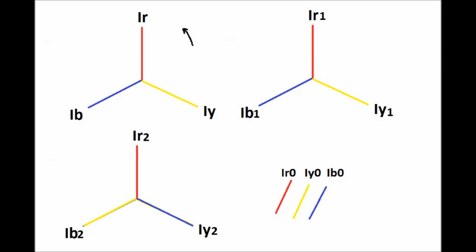For the positive sequence component of the current, the phase sequence is the same as that of the original, that is IR, IY and IB. IR1, IY1 and IB1 are the positive sequence components of the current. For the negative sequence component of the current, the phase sequence is reversed. So you can see there is IR2, IY2 and IB2. Here the phase sequence is RBY. And for the zero sequence component of the current, the phasors of all three components are the same, that is IR0, IY0 and IB0.